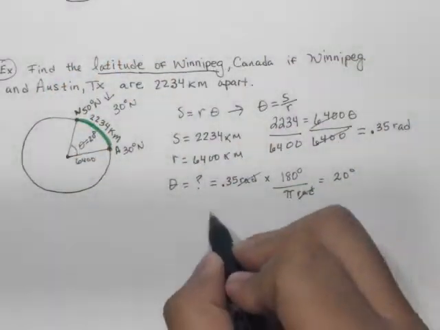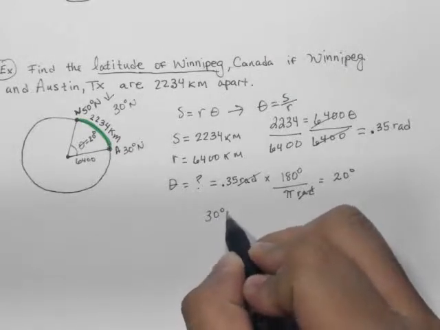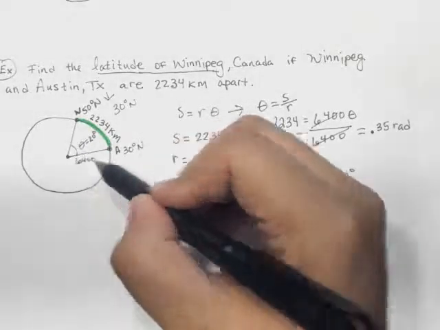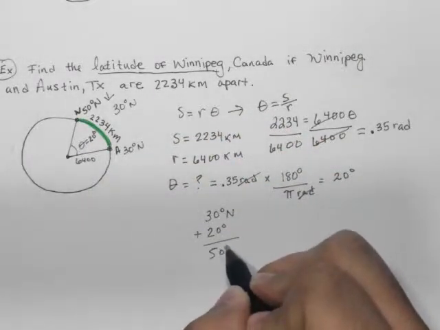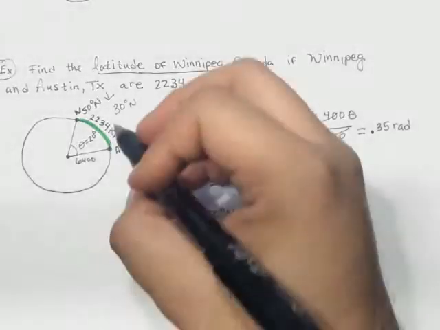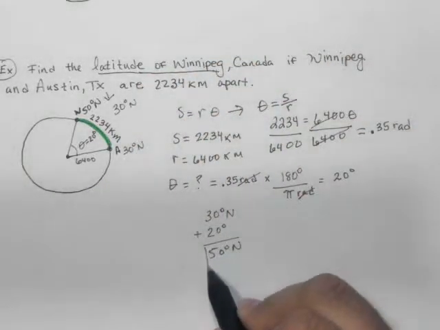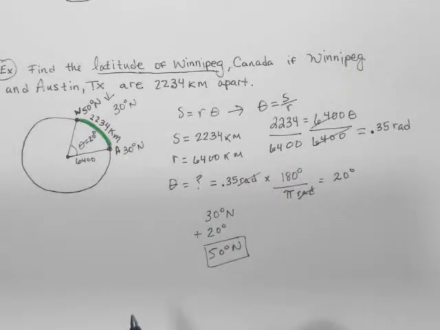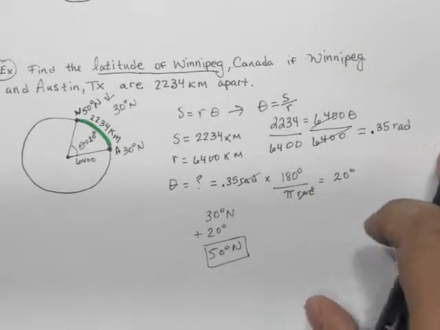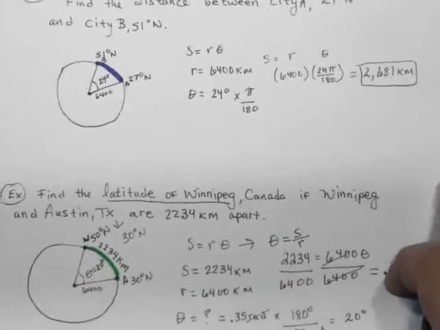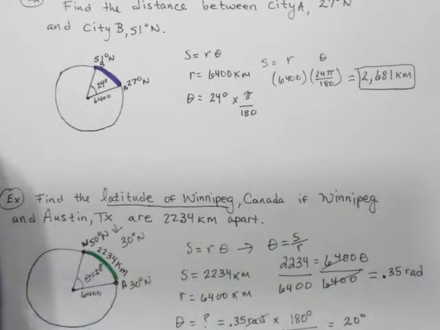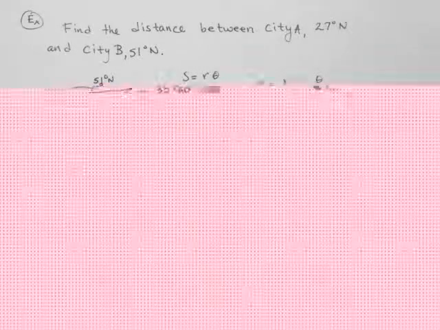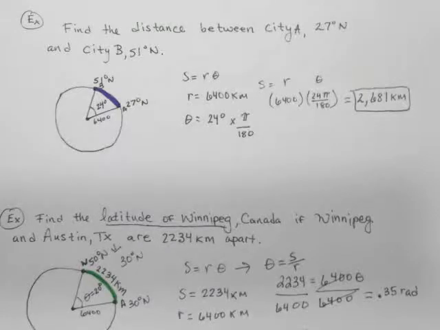So what did we do? We took the 30-degree mark of latitude and we added the 20 degrees that we calculated as the angle between, and that's how we got 50 degrees north. So the latitude of Winnipeg being 50 degrees north is the answer to our question here. Okay, so hopefully these two examples on arc length were relatively easy for you, and hopefully you understood some of these applications of arc length. And remember the formula, S equals R theta.